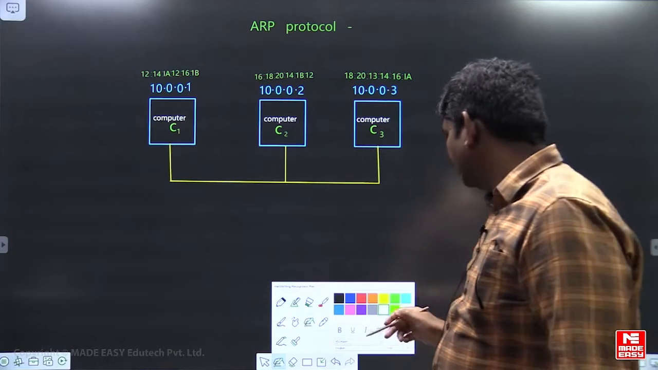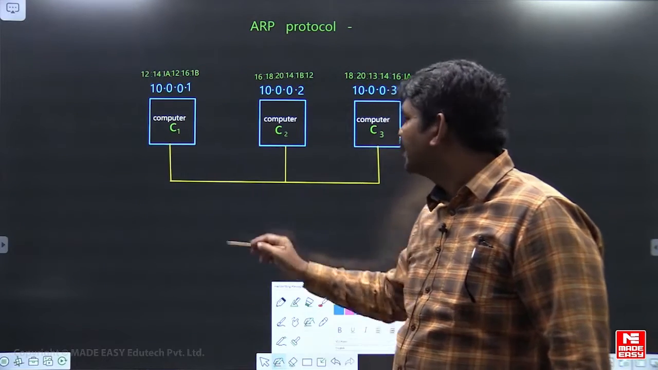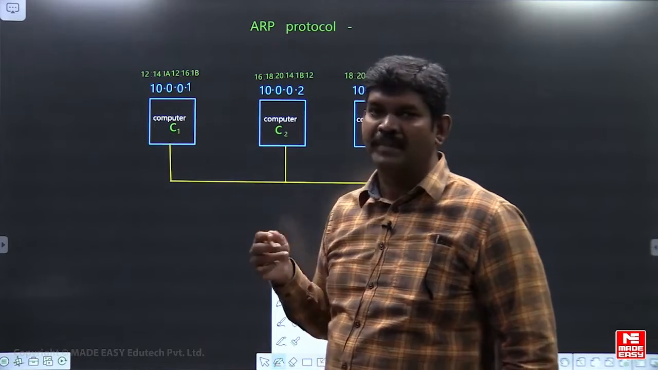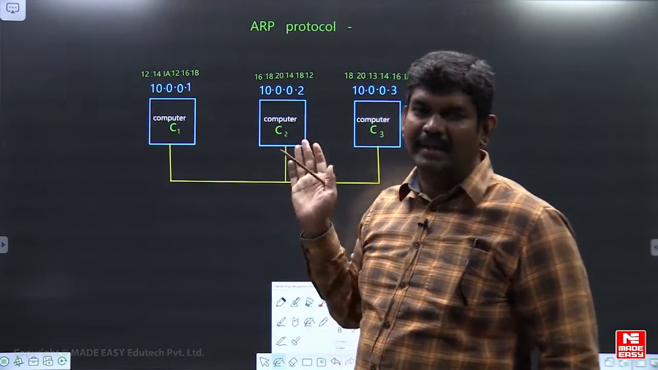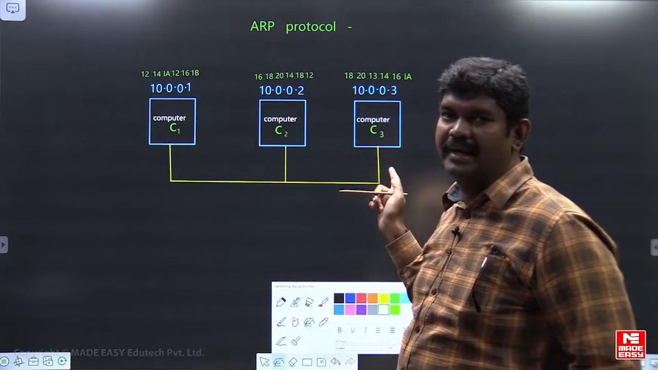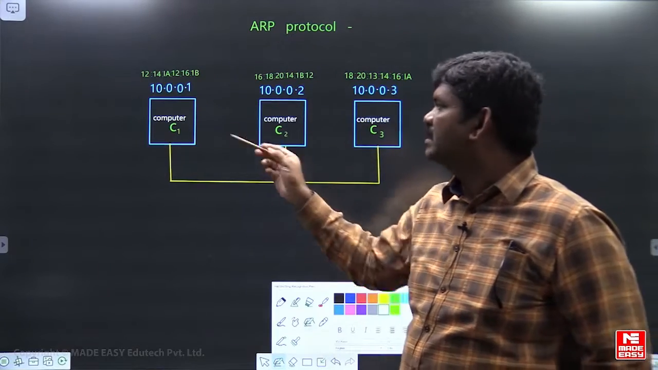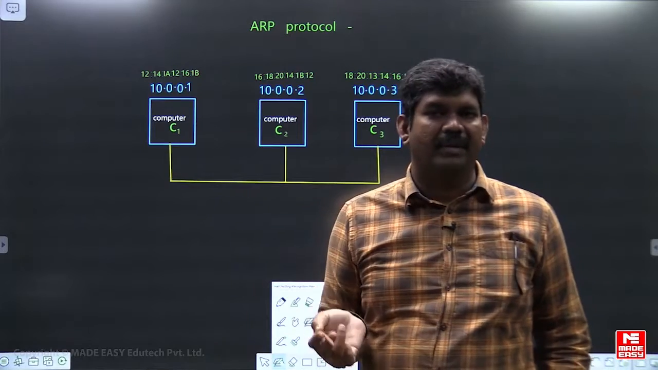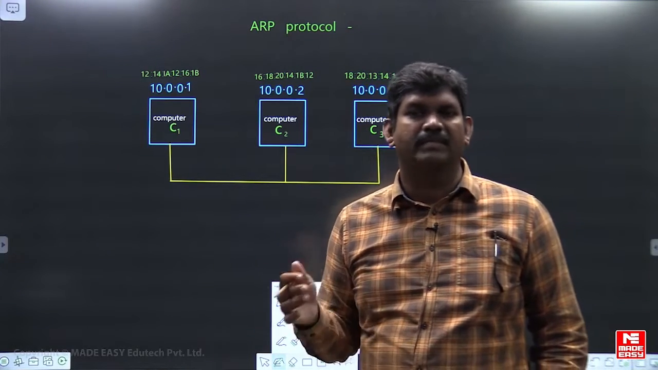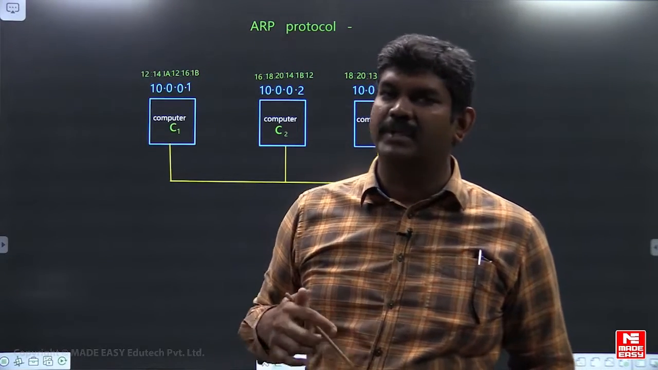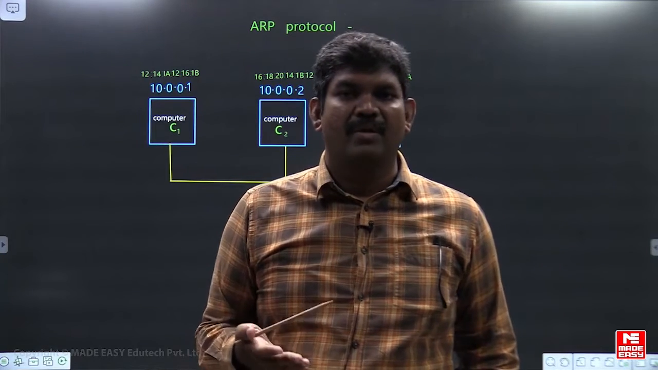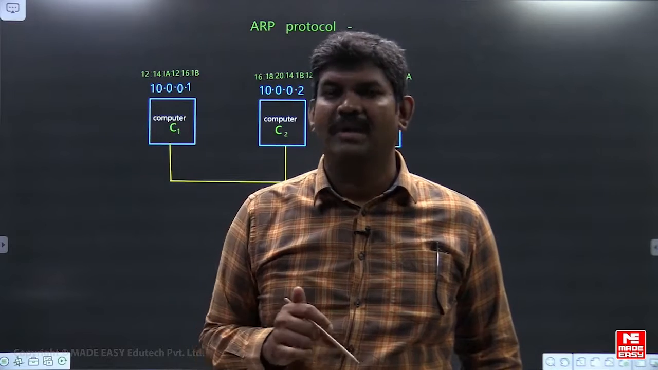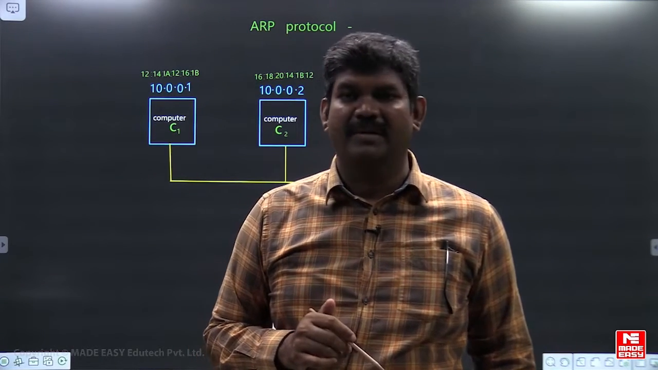For example, see in this particular diagram, when computer C1, which has the IP address 10.0.0.1, wants to communicate with another system in the same LAN, the same network, this computer should know the IP address of the other system, and that will be given by the local DNS server. DNS means what? Domain Name Server. That means whenever you want to communicate, you should know the IP address of the destination, and you can get that from the DNS server.